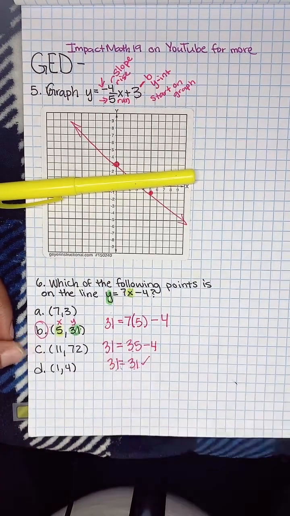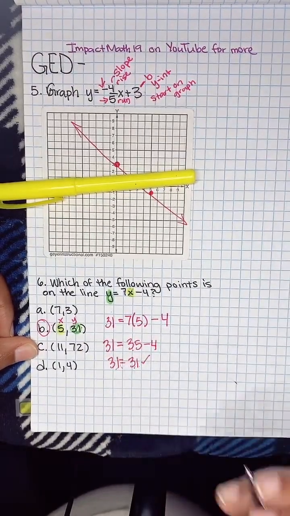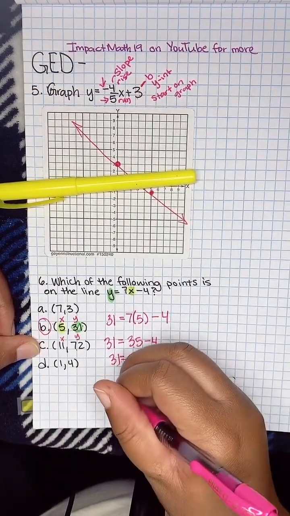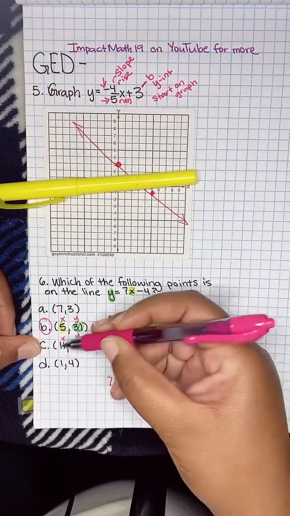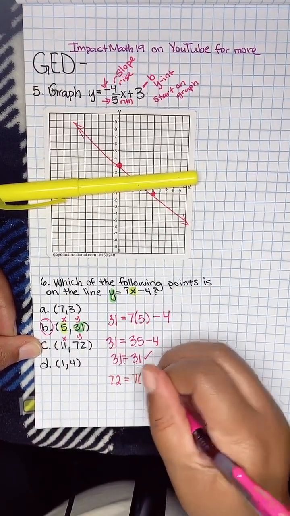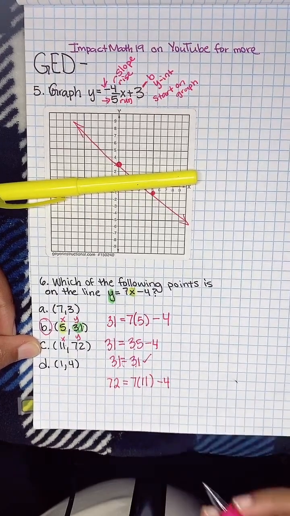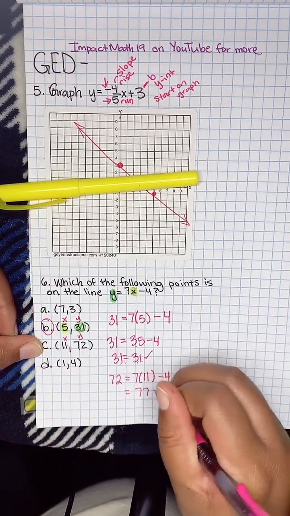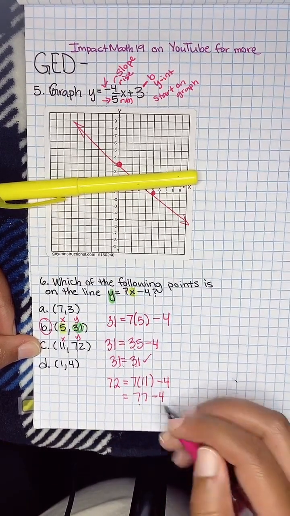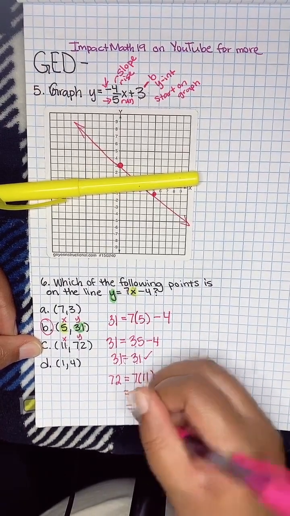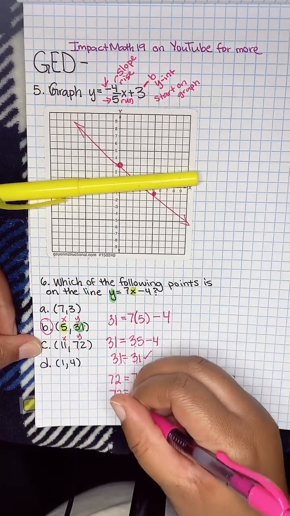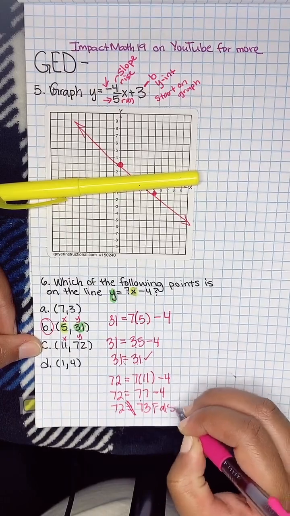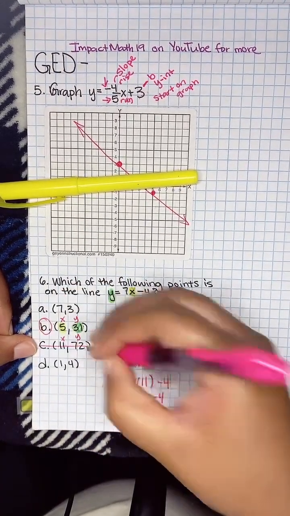So let's say I guess C. I'm going to show you why C is wrong. So X and Y, okay? I'm going to plug this 72 in for Y equals, and then plug in this 11 for X. 7 times 11 minus 4. All right, so 7 times 11 gets us 77. 77 minus 4 gets us 73. Well, 72 does not equal 73. This is false. So since this came out false, I know C is not an option.